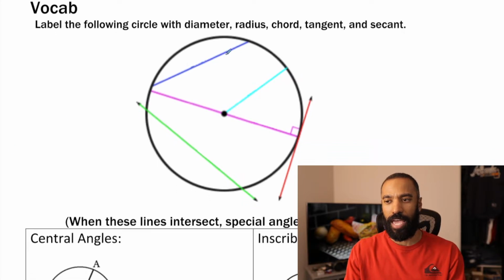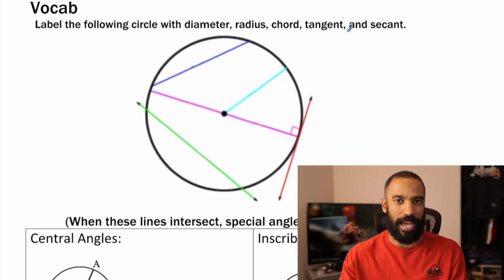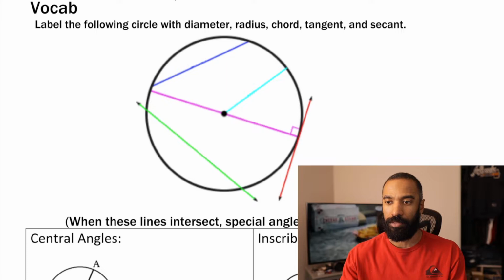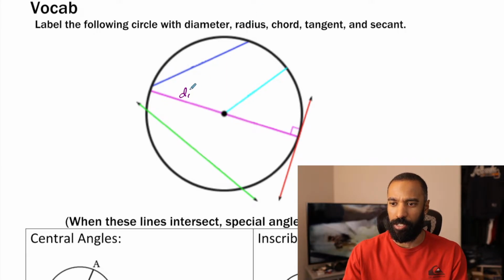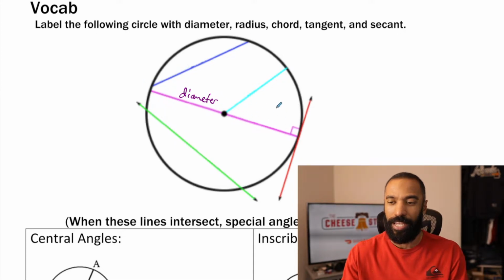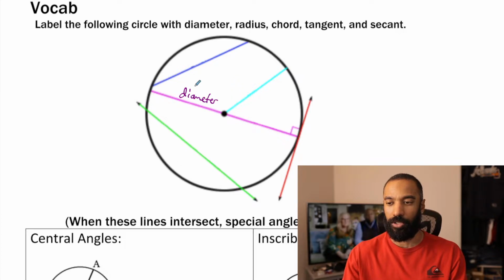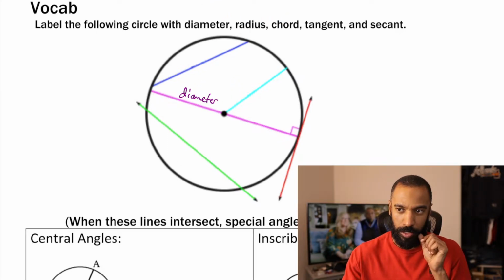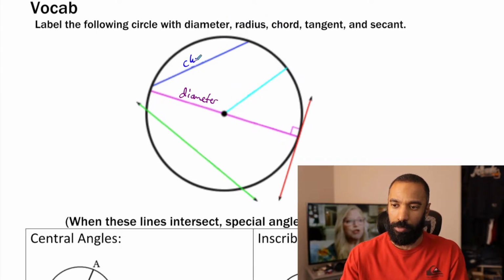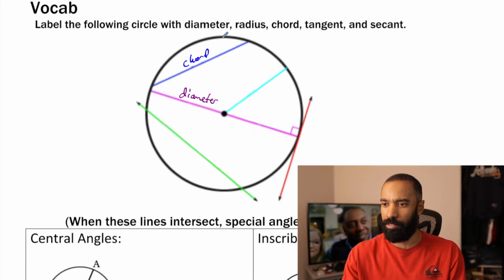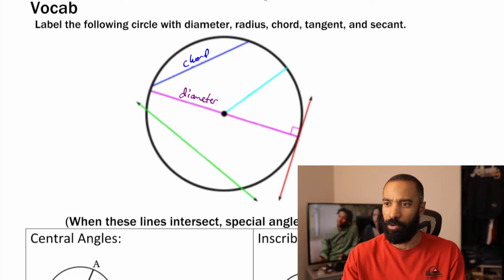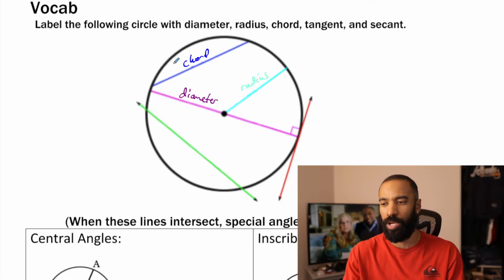Let's look at the vocab, some words that you're going to have here that I will say later as well. The diameter is kind of this purplish one. I'll try to match colors as best as possible. Diameter is the longest chord in a circle, and a chord is any segment going between two endpoints, such as this guy right here. Radius would have been this guy right here. Now, radius is not a chord because it does not go between two endpoints.